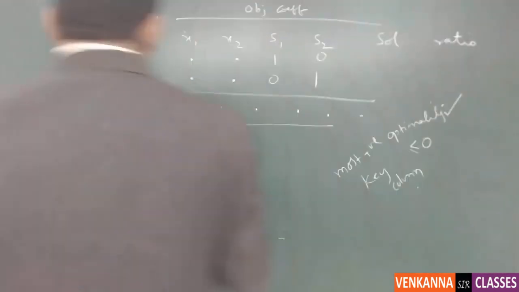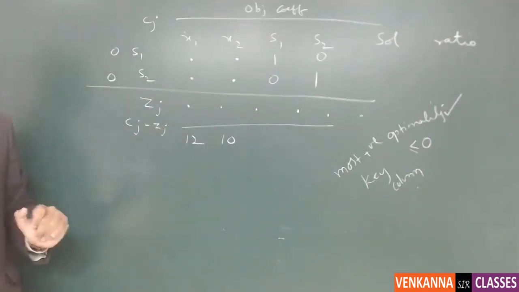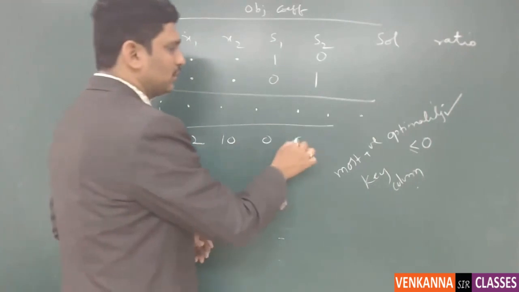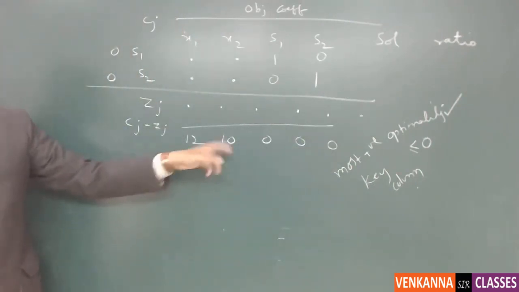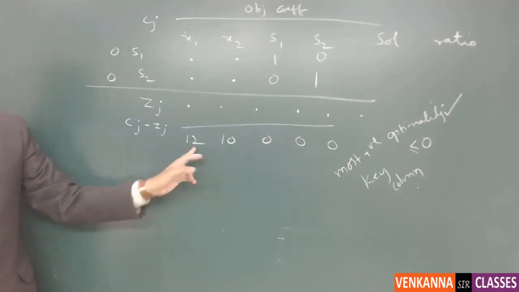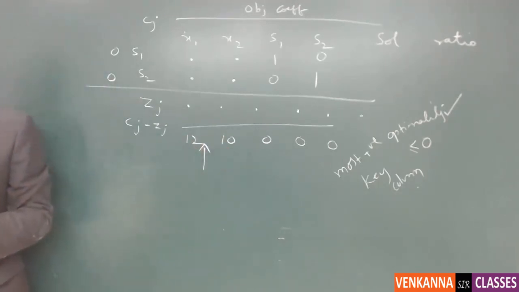So let me say if this is 12 and this is 10, Cj minus Zj, the remaining values are negative or 0. So among the two positive values, 12 is the maximum positive value, so I am selecting this column. Accepted? Any doubts in selecting the column?